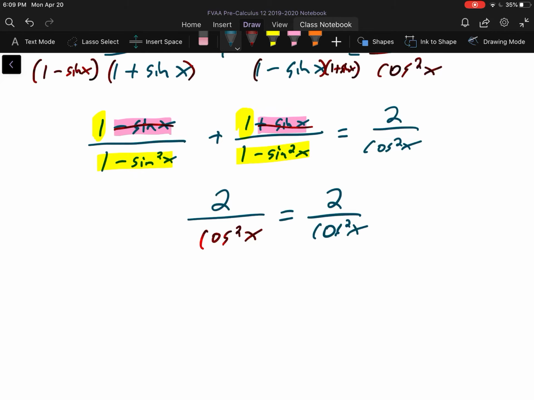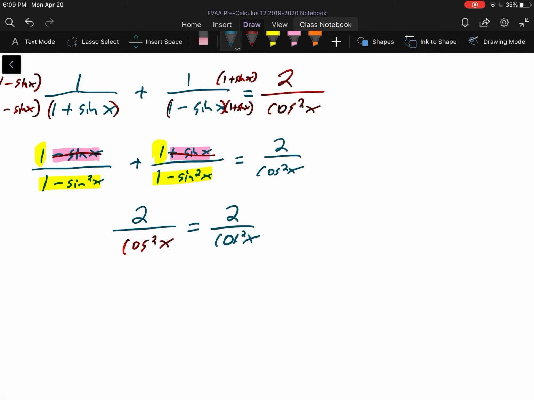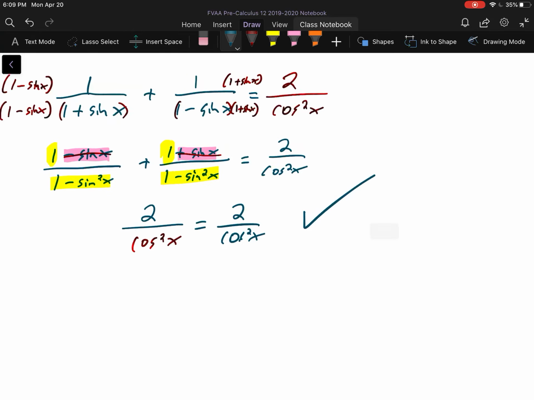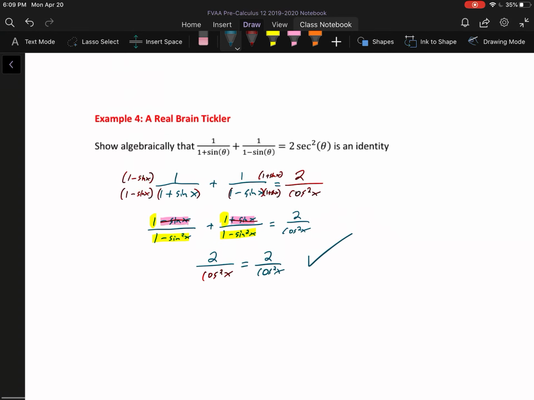I mean, I can cancel things out, or I could just leave it as is here. But here, I've simplified it far enough that I've proven it. Okay, I don't have to simplify it anymore. It's clearly proven because there are the exact same symbols on both sides of my equation in the exact same order, in the exact same proportions. Okay, so that's how you do that one.